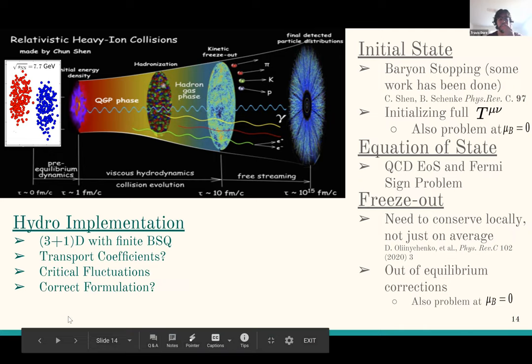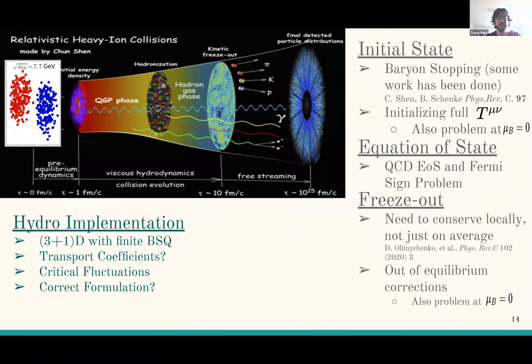The correct formulation of hydrodynamics, of course, is also something that we can ask about. And critical fluctuations are also something that needs to be there in search of criticality. So the idea is that at a critical point, critical fluctuations encompass the range of your system. And at some point, hydrodynamics really should break down, and how to do that correctly is also an open question.